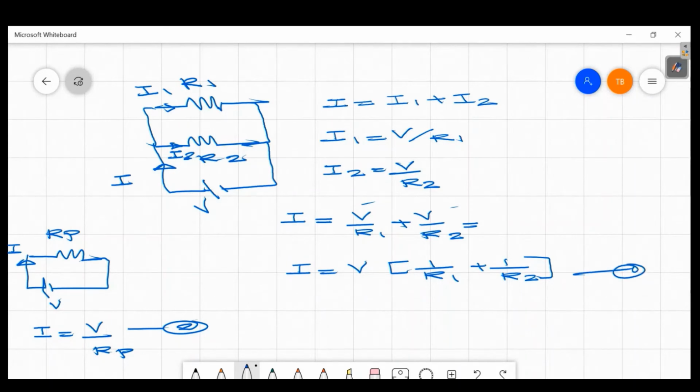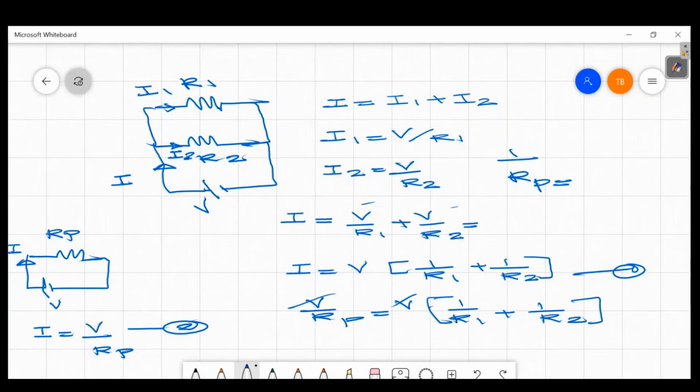Equation 1 and 2, comparing these two, that means the right side is the same. So we can write V by Rp is equal to V into 1 by R1 plus 1 by R2. So everywhere V is there, but in series connection everywhere I was. Okay, so V can be cancelled. Then we get 1 by Rp is equal to 1 by R1 plus 1 by R2.